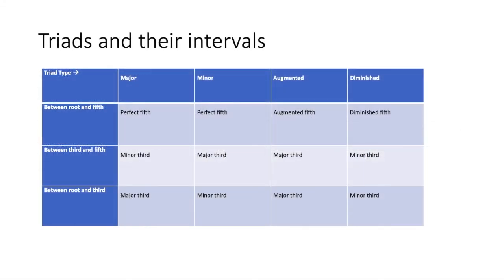We distinguish the qualities of triads by their interval content, and this chart shows the intervals between the notes of the triad, specifically between the root and the fifth, between the third and the fifth, and between the root and the third. We can have major or minor thirds. We can also have perfect, augmented, or diminished fifths.